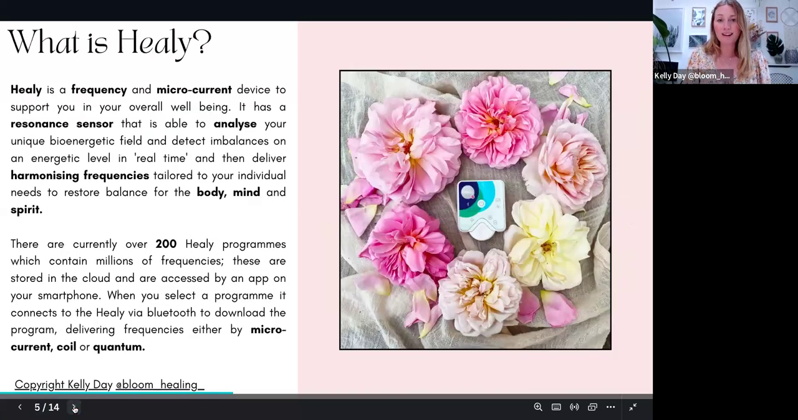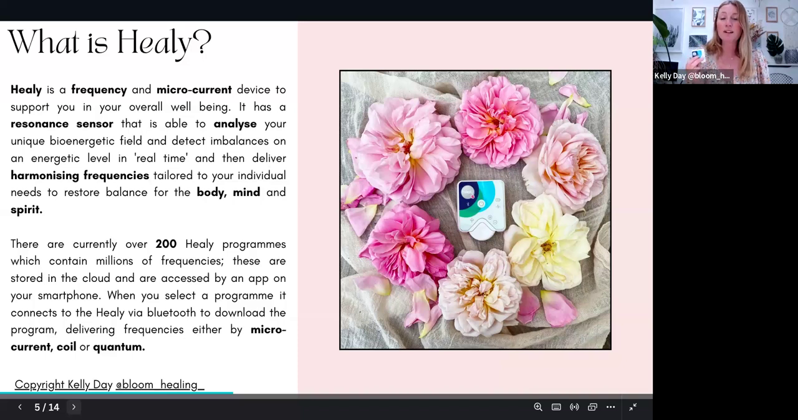So what is the Healy? This little device here is a wearable. It's very small, but very powerful. It's a frequency and microcurrent device that supports you in your overall well-being. It has a resonance sensor that is able to analyze your unique bioenergetic field and detect imbalances on an energetic level in any given moment in time. So it's in real time, refreshing every 10 seconds.